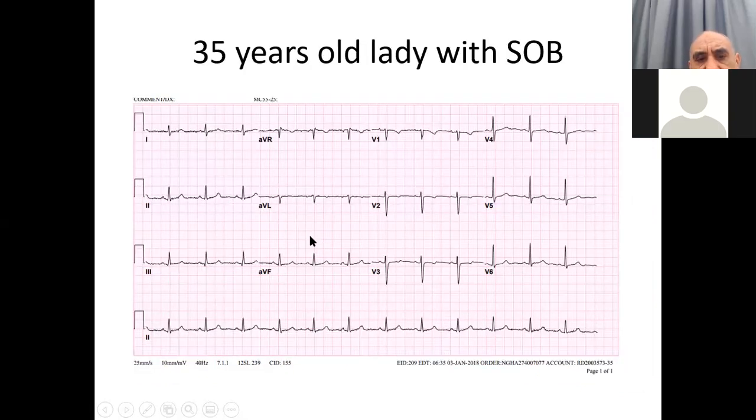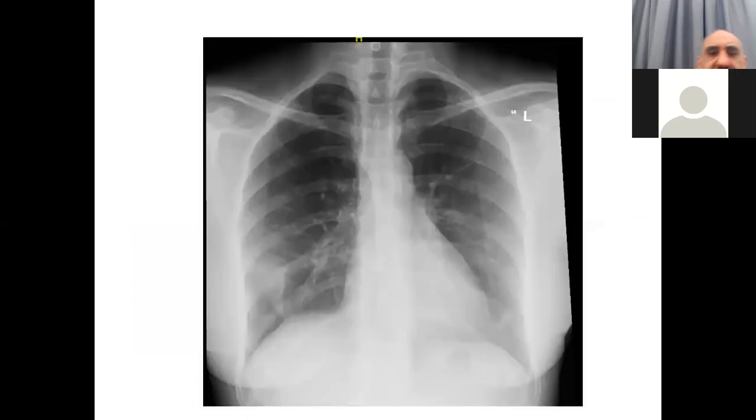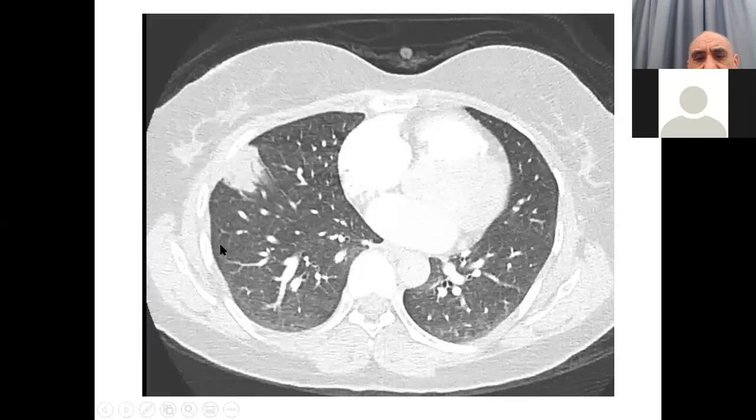And this is her X-ray after the tachycardia settled down. This is her chest X-ray. It looks okay, apart from an abnormal shadow at the right lower base of the right lung. When we did a CT scan, it showed a wedge pulmonary infarction, and this is called Hampton sign of pulmonary embolism.